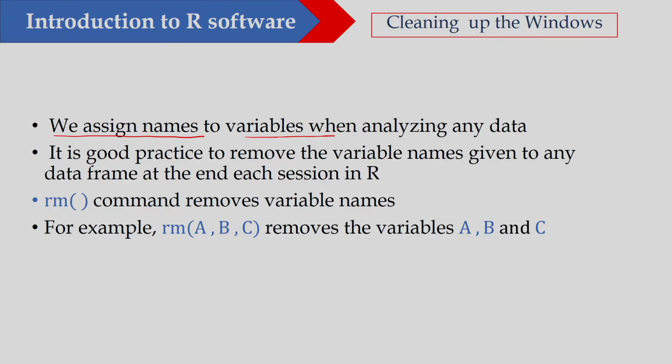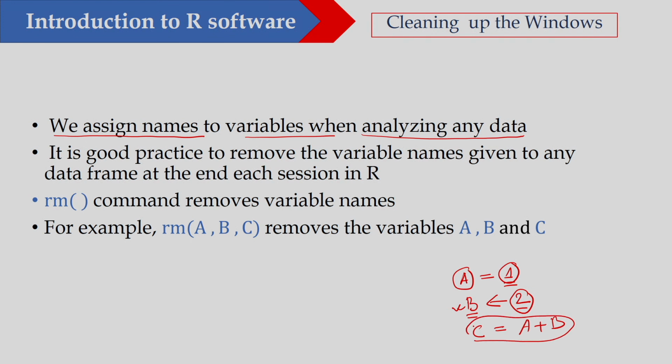We assign names to variables when analyzing any data, okay. So, I will show you. Suppose, as I have shown you, I would like to put A equal to 1. That means A is a variable and I am assigning a value equal to 1, and B is basically 2. I am assigning a value 2 to the variable B, and similarly I am calculating C equal to A plus B. Therefore, the value of C will be equal to 3 in this case, because A equal to 1 and B equal to 2. So, you should get 3.